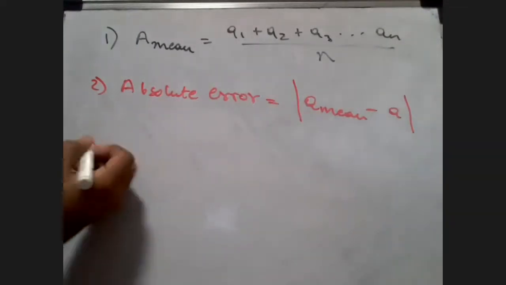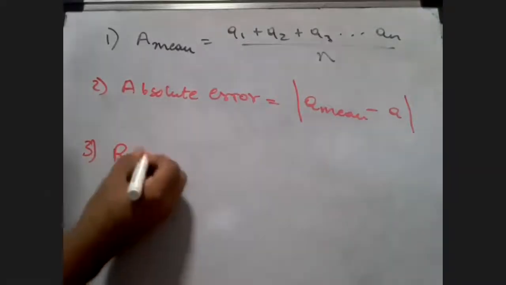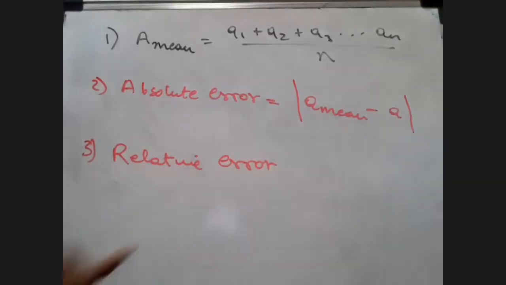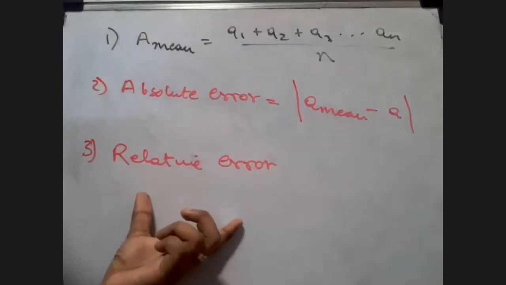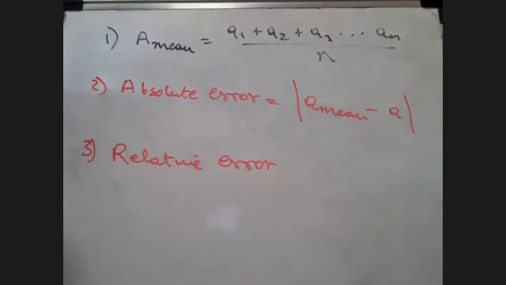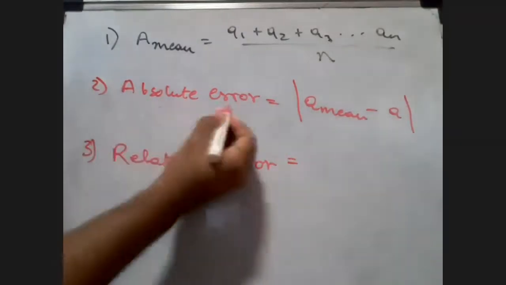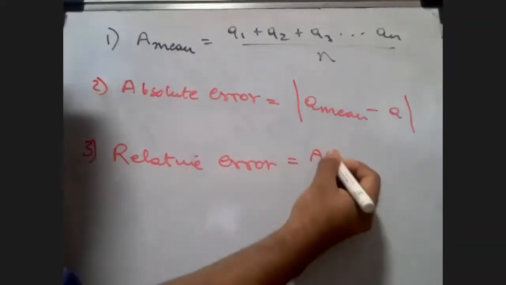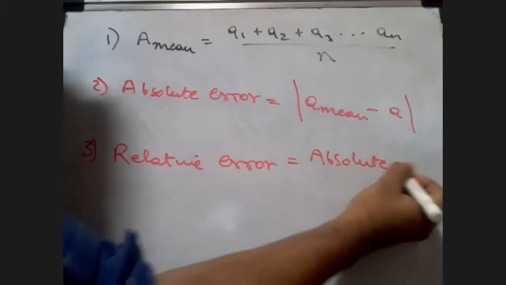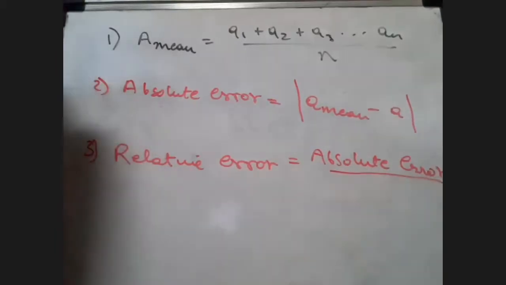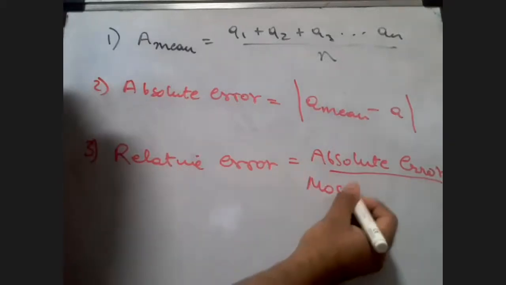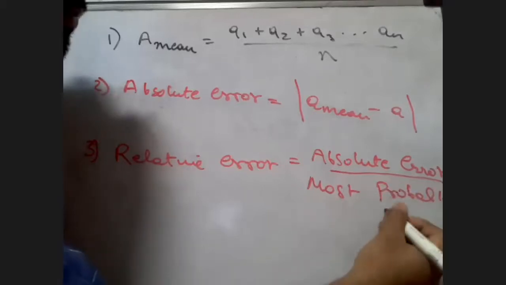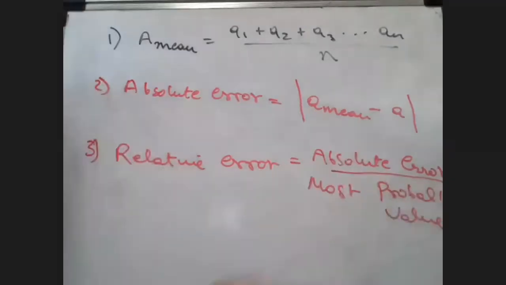Next is relative error. What does relative error mean? Relative error simply means absolute error upon most probable value. That is, absolute error upon A mean. Students, you can write down these formulas. Most probable value is the same thing, A mean. Okay, just write it down. So this is my relative error.